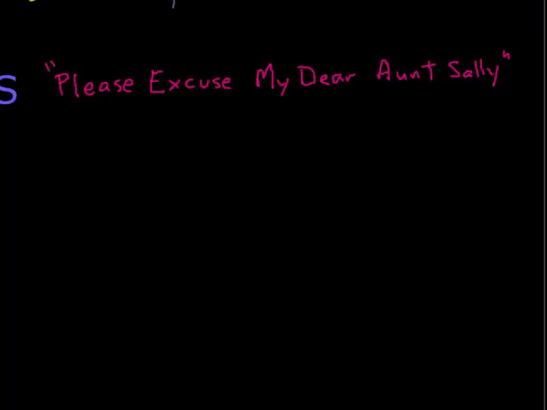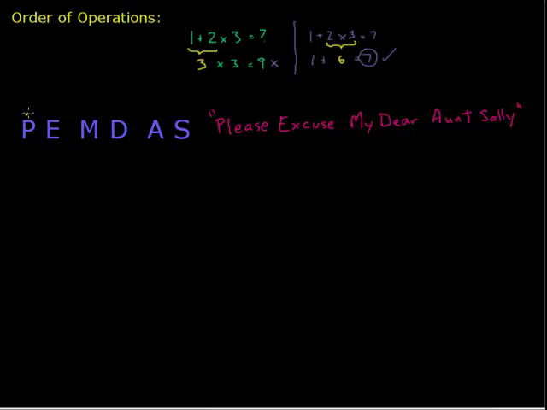What the letters actually stand for are the following arithmetic operations. The P stands for parentheses. The E stands for exponent. The M stands for multiply. The D stands for divide. The A stands for add, or addition. And the S stands for subtract, or subtraction.